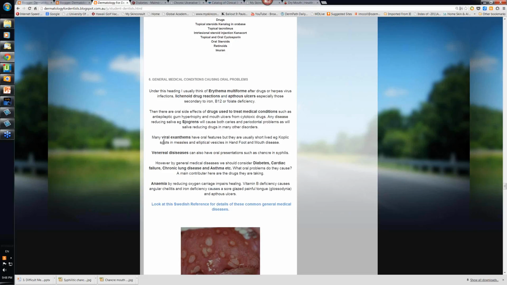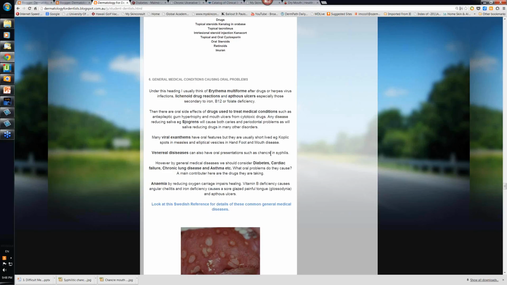General medical conditions. Well, I suppose viral exanthems aren't general medical conditions, but we've spoken before about all the oral features that can occur with hand, foot and mouth disease, the Koplik spots of measles, etc. And then you can get venereal diseases that will have oral presentations, particularly the chancre, the painless indurated ulcer that you get in syphilis.